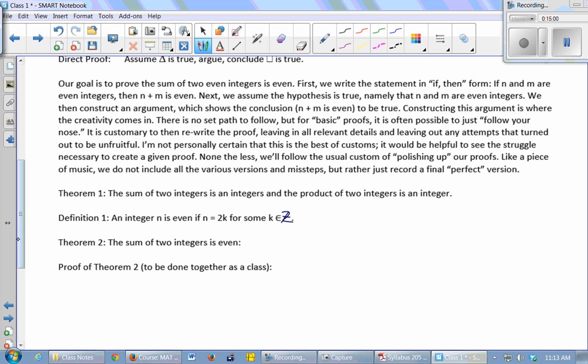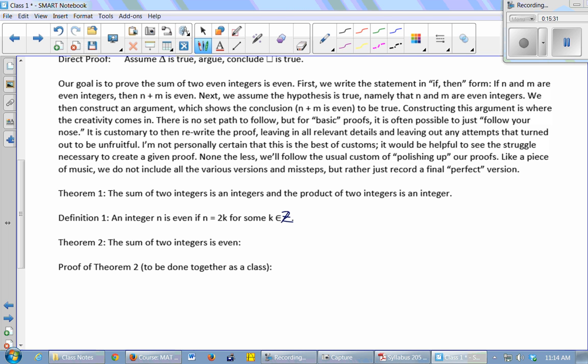So our first goal is going to be to prove that the sum of two even integers is even. So first, write the statement in if-then form. If n and m are even integers, then n plus m is even. Then we assume the hypothesis is true, that m and n are even integers. Assume that n and m are even, and then we construct an argument which shows that the conclusion, n plus m is even, must be true.